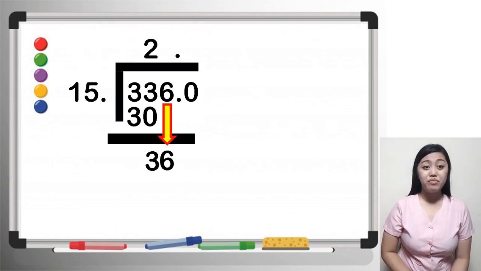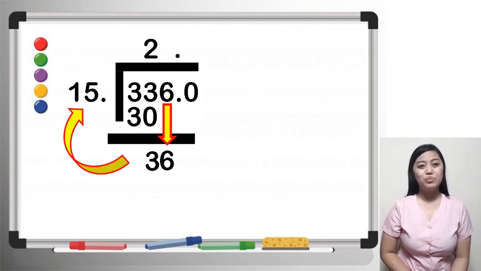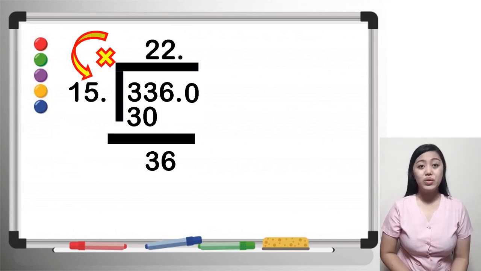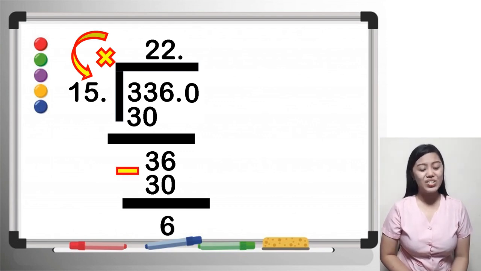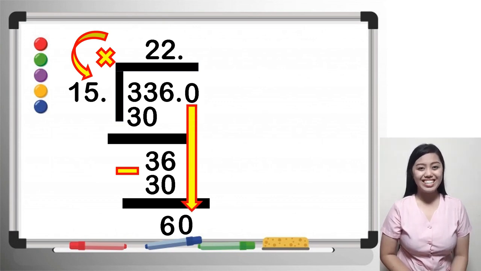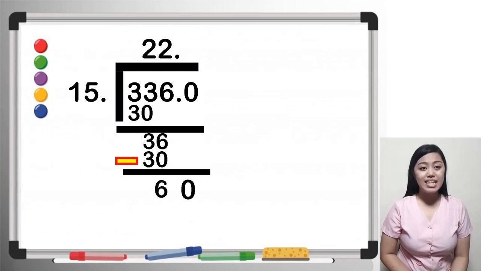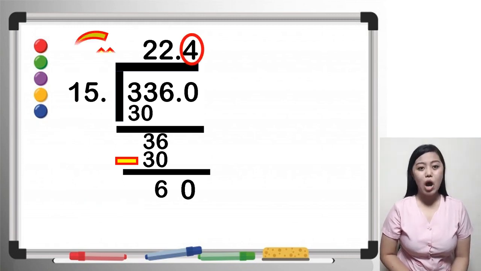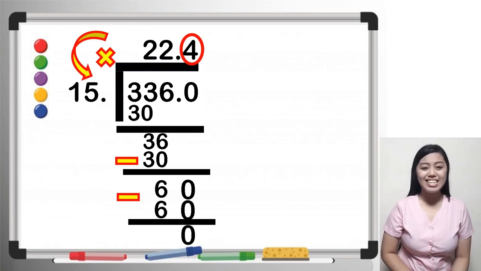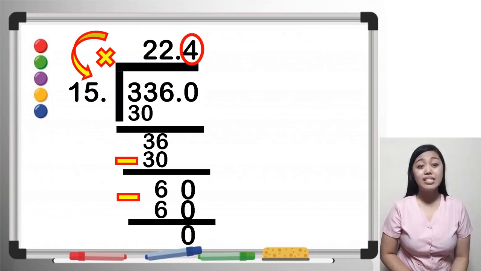Bring down 6, so we will have a new dividend. 36 divided by 15 is 2. 2 multiplied by 15 is 30. So repeat the process. 36 subtract 30, our answer is 6. Bring down 0, so we will have a new dividend. Now, 60 divided by 15 is 4. Repeat the process. 4 multiplied by 15, our product is 60. And 60 subtracted by 60 equals 0.